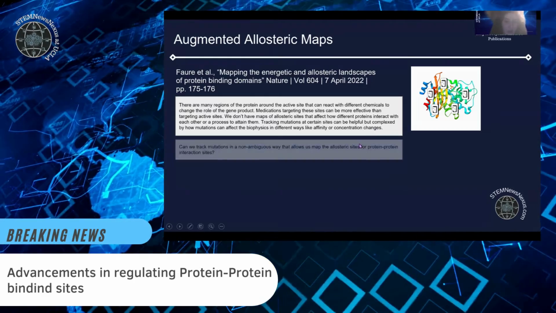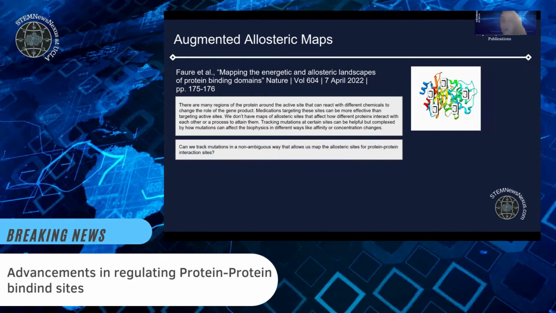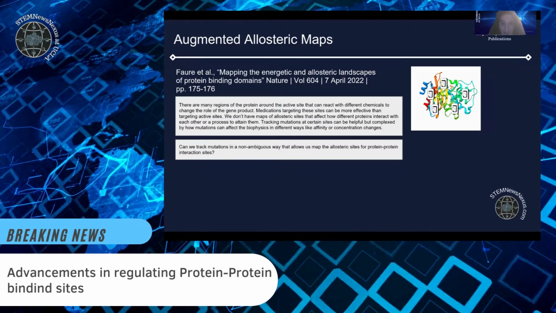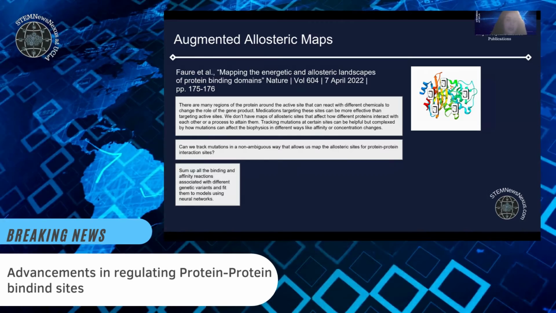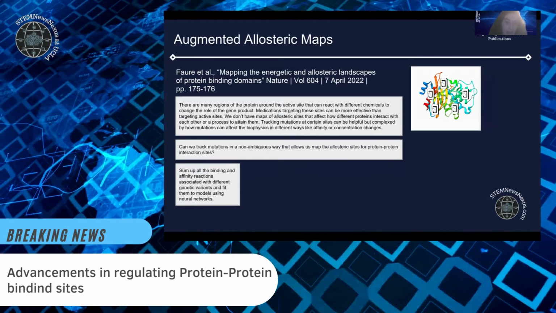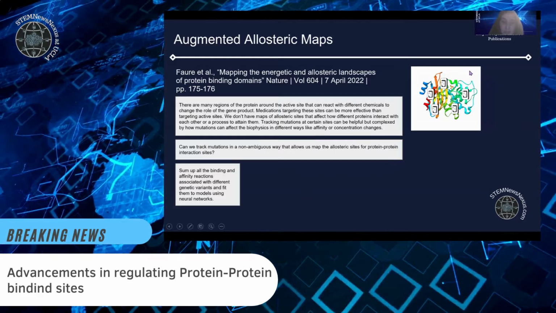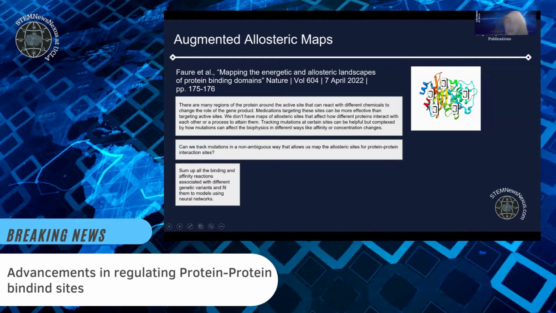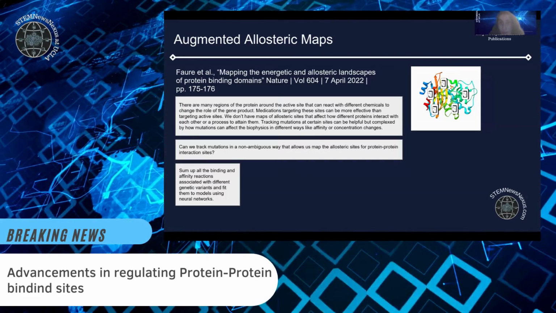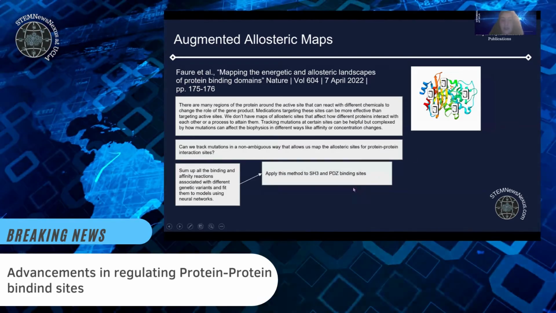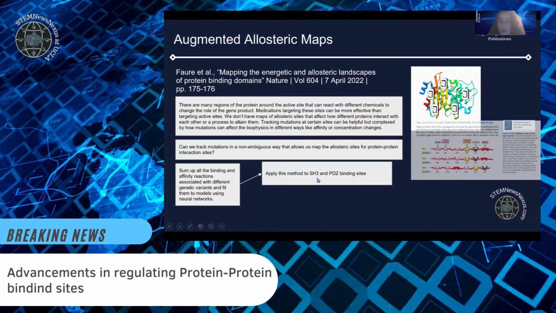So they are asking if they can track these mutations in a non-ambiguous way that allows them to map the allosteric sites for protein interaction sites. So they decide to sum up all the binding and affinity reactions associated with different genetic variants of allosteric sites around a protein binding domain, and fit them to thermodynamic models using neural networks. And they decided to test this method on these well-known SH3 and PDZ binding domains.